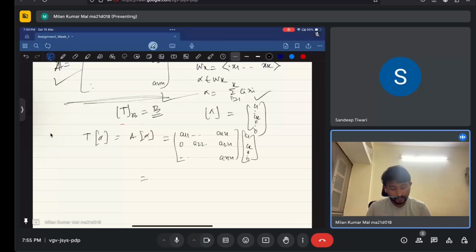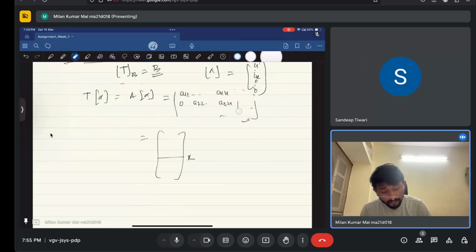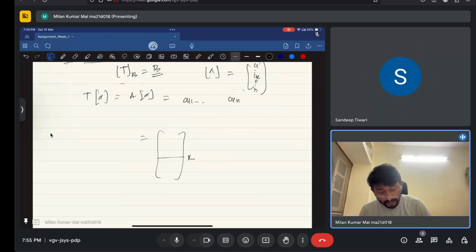Why? The column vector I will get, after the kth position all other entries will be 0. Because of this, I'll write it a little bigger, then this will be very much clear. a11 all the way to a1n, and suppose we have 0, akk, a(k,k+1) all the way to akn, right?